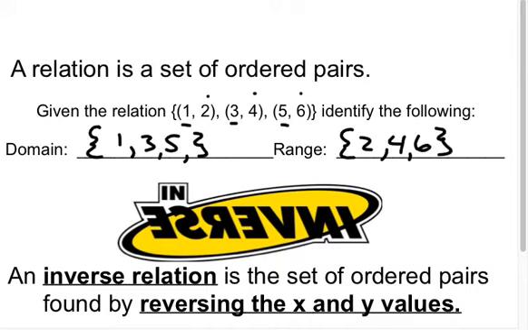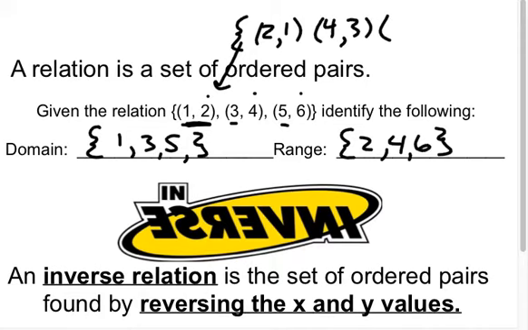An inverse relation is a set of ordered pairs found by flipping, or switching, the x and y values. So the inverse of this relation, flipping your x's and y's, you have (2, 1), (4, 3), and, oh no, I'm sorry, this is (5, 6), so flipping x and y would be (6, 5). And that's the inverse of that relation.